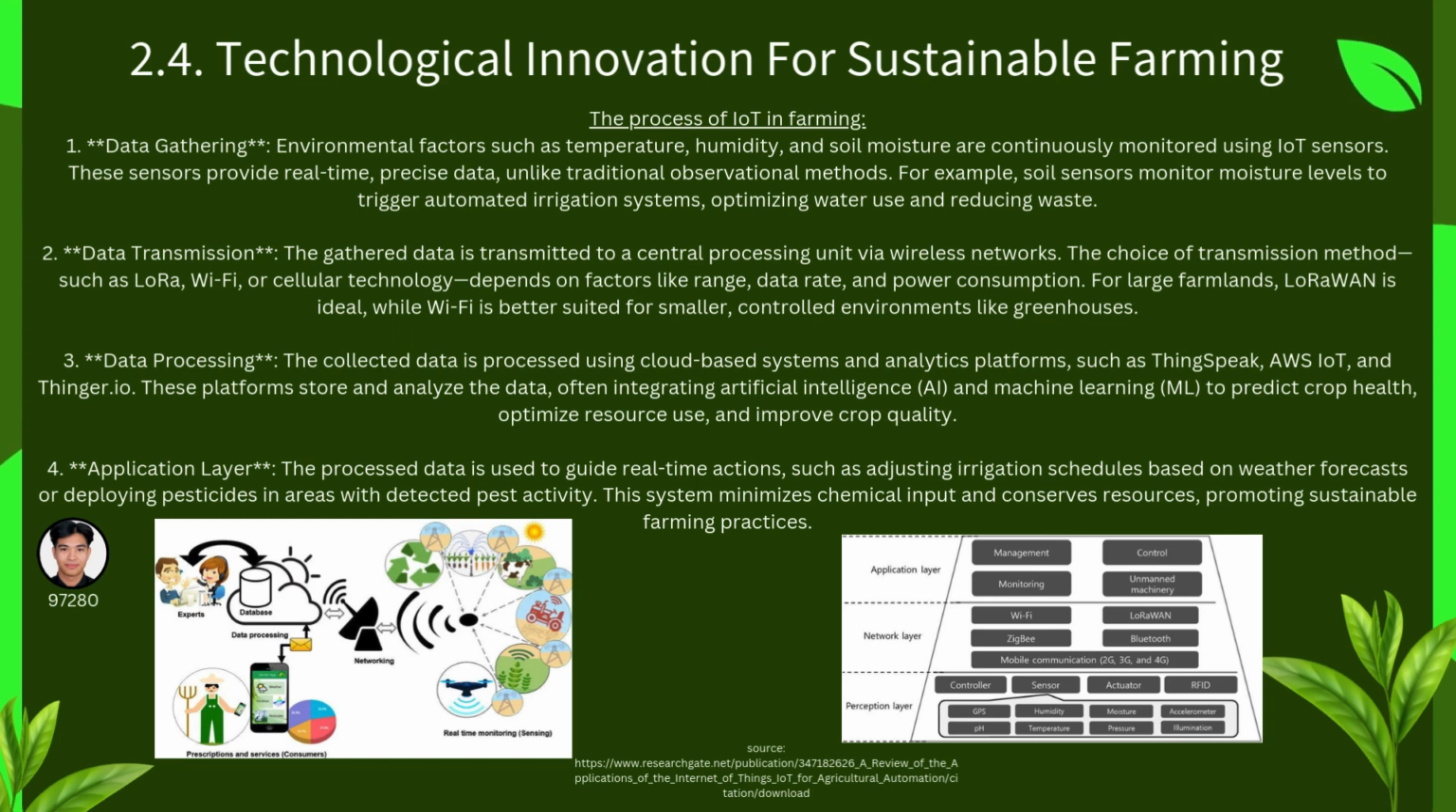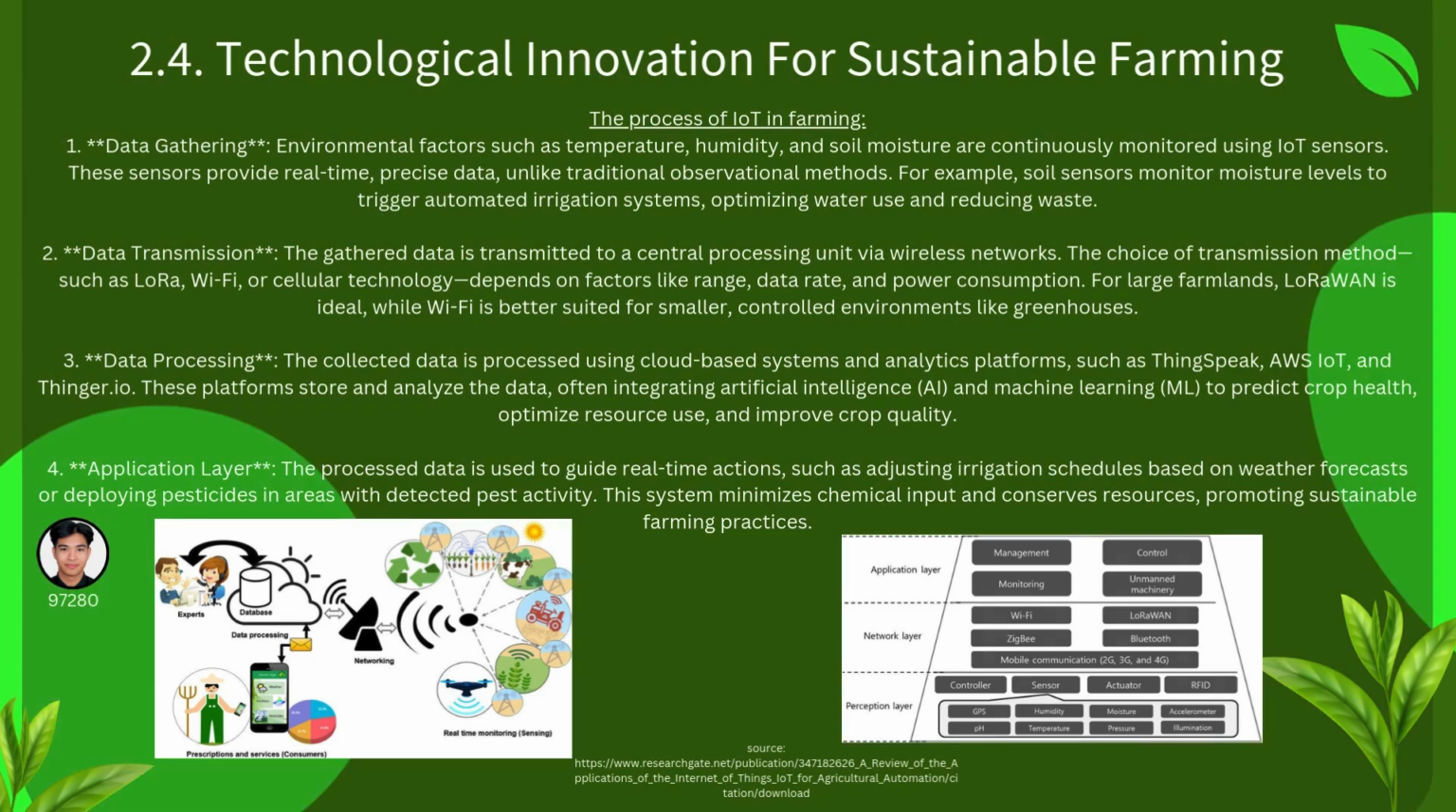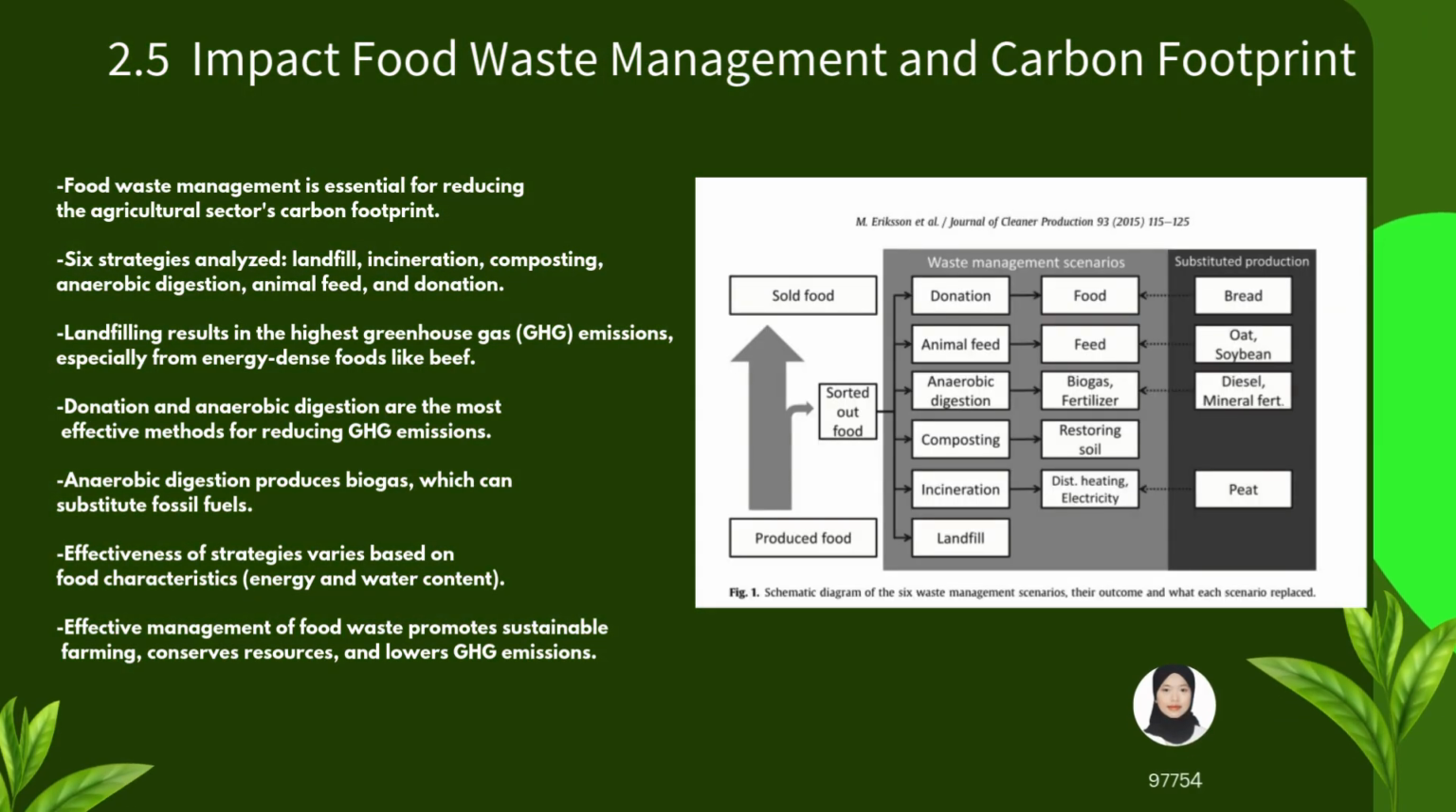For large farmlands, LoRaWAN is ideal, while Wi-Fi is better suited for smaller, controlled environments like greenhouses. Third, data processing. The collected data is processed using cloud-based systems and analytics platforms such as ThingSpeak, AWS IoT, and Thinger.io. And lastly, application layer. The processed data is used to guide real-time actions such as adjusting irrigation schedules based on weather forecasts or deploying pesticide in areas with detected pest activity.